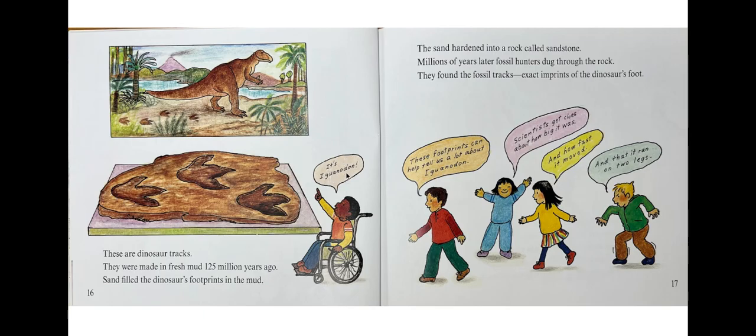It's Iguanodon. These footprints can help tell us a lot about Iguanodon. Scientists get clues about how big it was, and how fast it moved, and that it ran on two legs. So we are able to learn about all the animals that lived in the past based on their fossils or the imprints that they left.